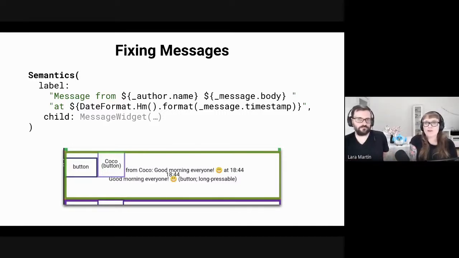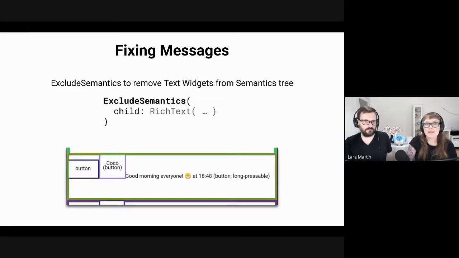It's because, as I said, the text of the text widget is also included. How can we make the screen reader ignore this text? Well, we can use the ExcludeSemantics widget to remove a widget. In our message, we can use ExcludeSemantics to remove the text widget from the semantics tree, leaving only the top level semantics label we created. In this case, we'll only read the label that we created ourselves.